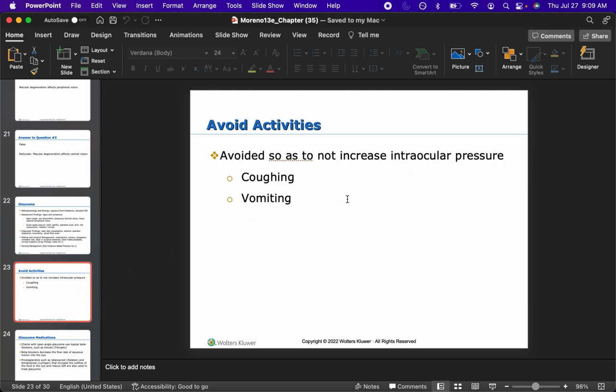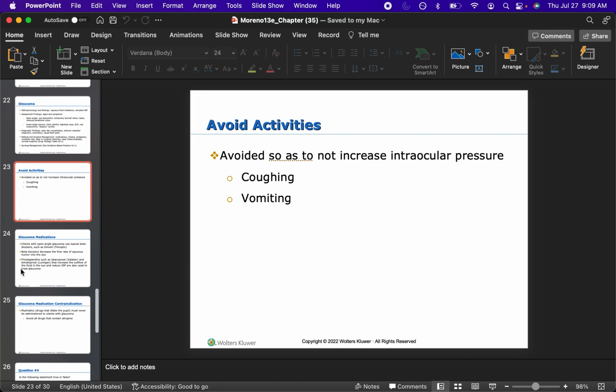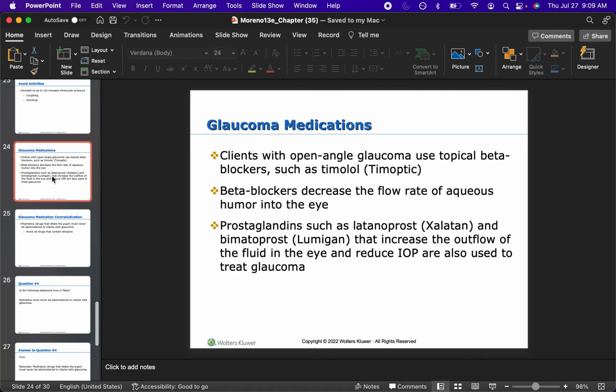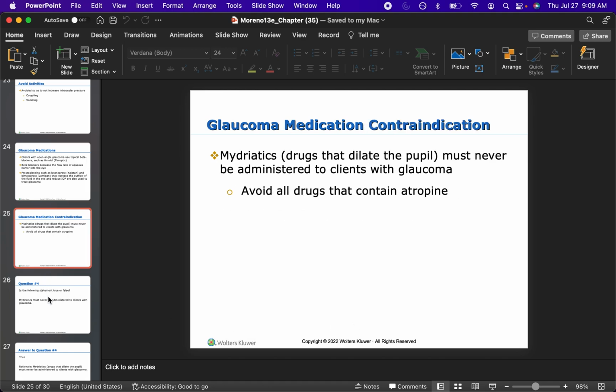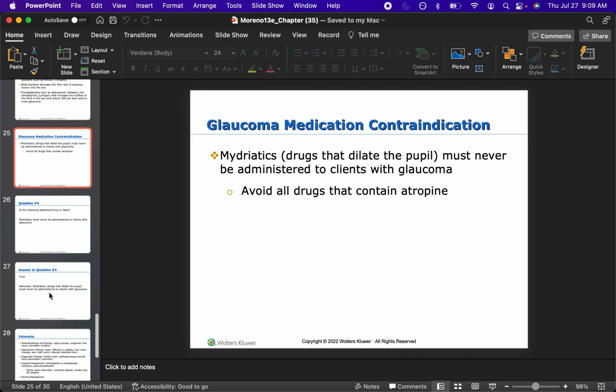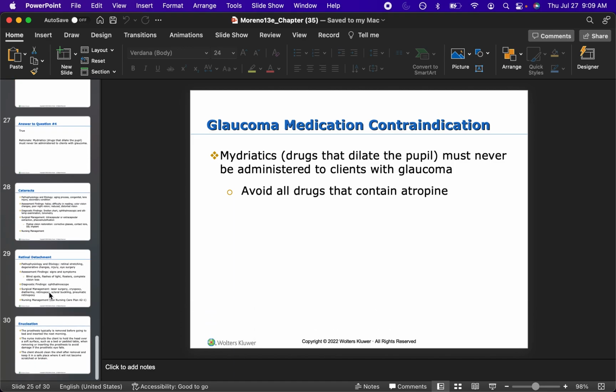Things we don't want them to do, so we don't increase that intraocular pressure, are coughing and vomiting. We know that increases strain, right? And then these are just a couple different medications. Again, I'm not really going to ask too much about that. And then lastly, we'll just do a couple more.